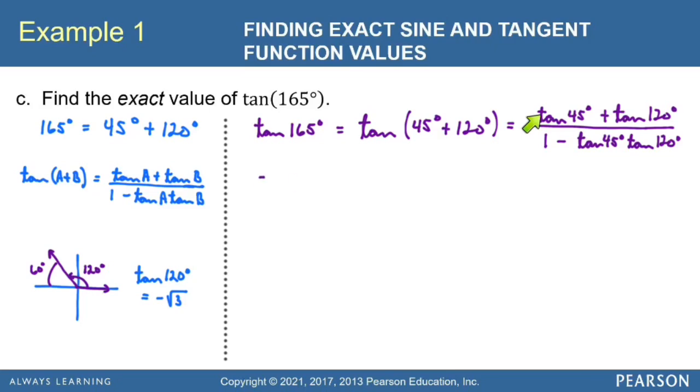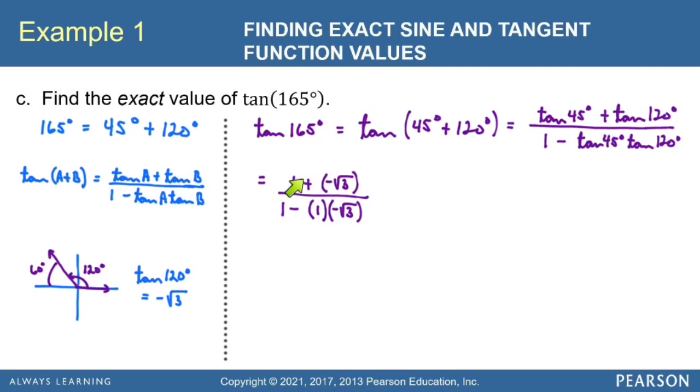The tangent of 45 degrees is 1. Then we have plus. The tangent of 120 degrees is negative square root of 3. That's all over 1 minus the tangent of 45 degrees, which is 1, times the tangent of 120 degrees, which is negative square root of 3. Okay, now let's clean this up a little bit.